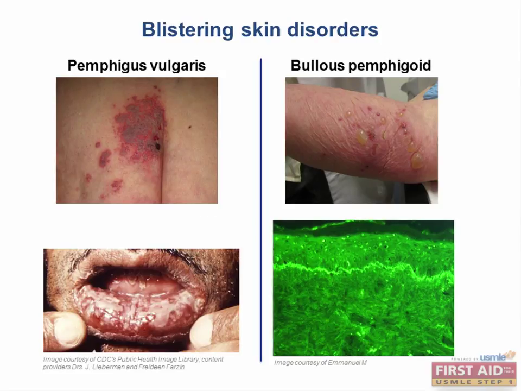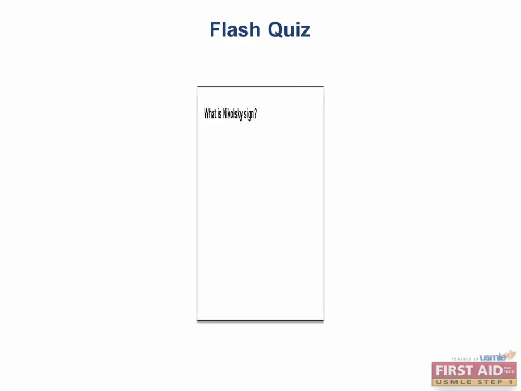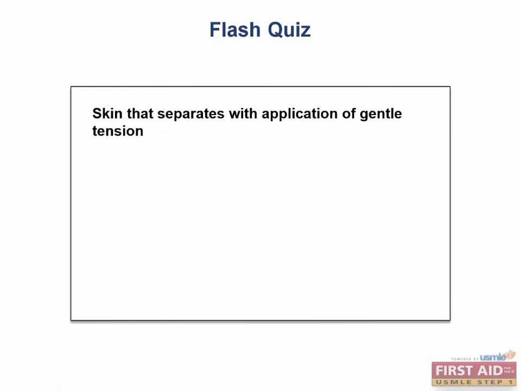Another distinction is that pemphigus vulgaris will affect the skin and oral mucosa, while bullous pemphigoid only affects the skin and not the oral mucosa. Flash quiz. What is Nikolsky sign? Skin that separates with application of a gentle tension.